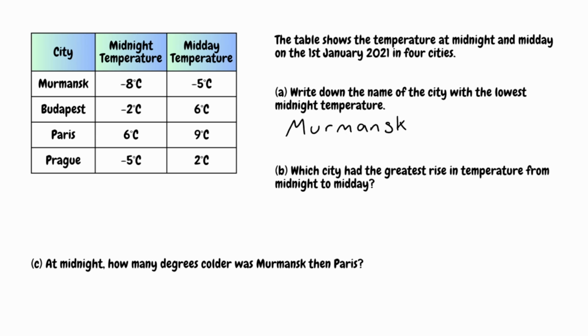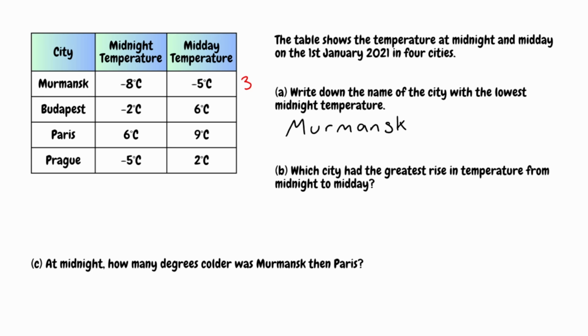Okay, for part B, we need to figure out which city had the greatest rise in temperature from midnight to midday. So now we can figure out the increase in temperature for all of these cities. If we look at Murmansk, the midnight temperature was -8, and then at midday it actually rose to -5. So again, we can think of this on a number line. To get from -8 to -5, we're adding 3. So the temperature would have risen 3 degrees.